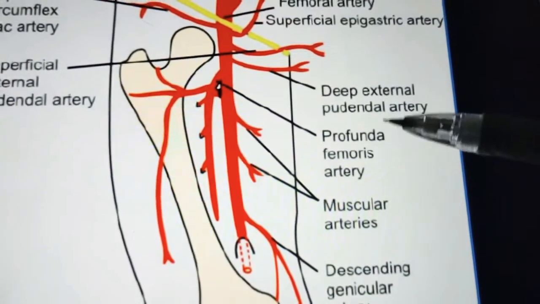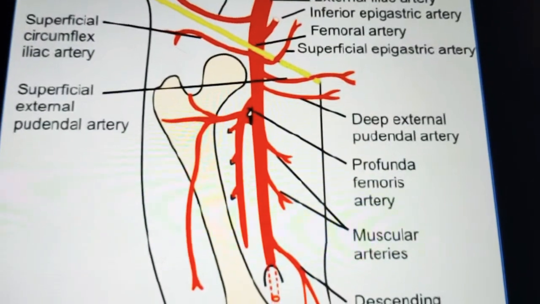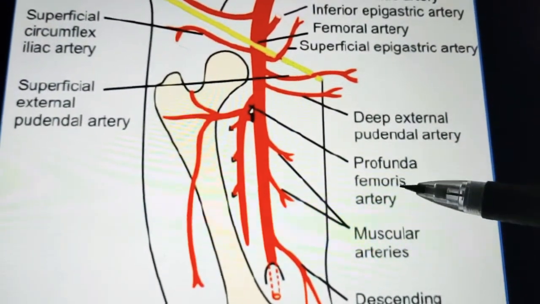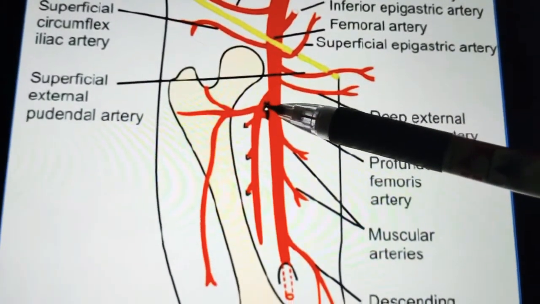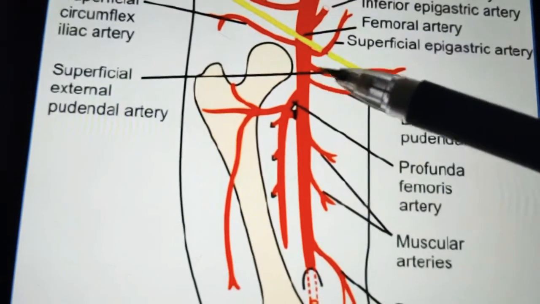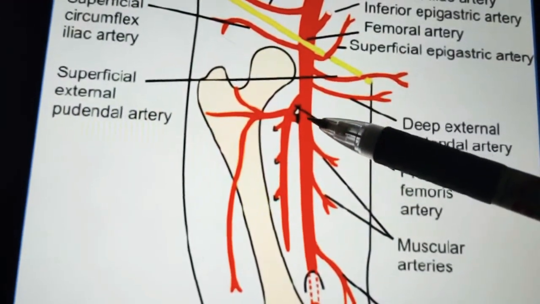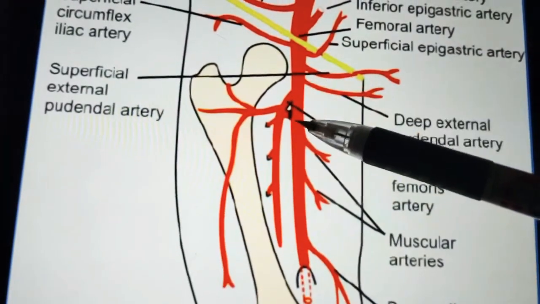So these are the 3 deep branches and 3 superficial branches of the femoral artery. So these are the branches. Now we'll discuss some more detail of the profunda femoris artery. If you see here, this is the profunda femoris artery. The profunda femoris is the largest branch of the femoral artery, and it is the chief artery supplying all 3 compartments of the thigh. It mainly arises from the lateral side of the femoral artery.